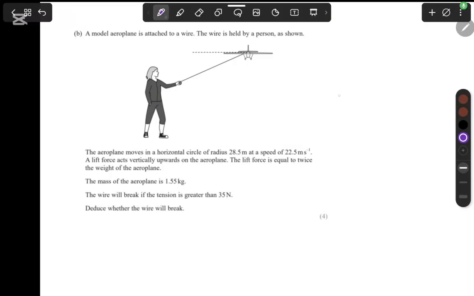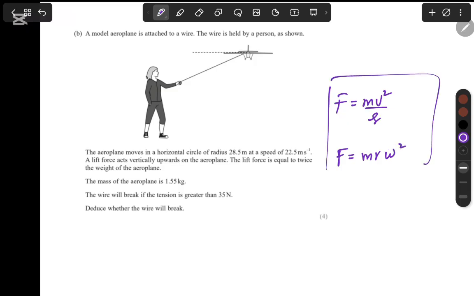So the centripetal force is F equals mv squared over r, and F equals m r omega squared, right? So we've got a question here, we'll just quickly do it. A model airplane is attached to a wire. The wire is held by a person as shown. The airplane moves in a horizontal circle like this, of radius 28.5 meters at a speed of this much.